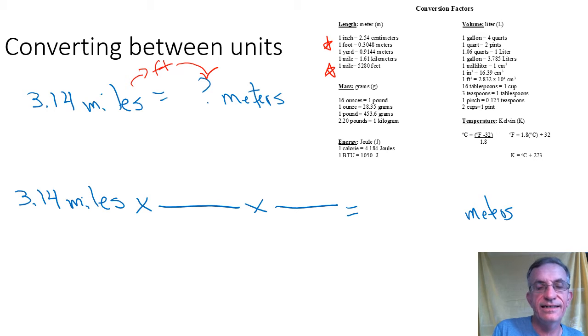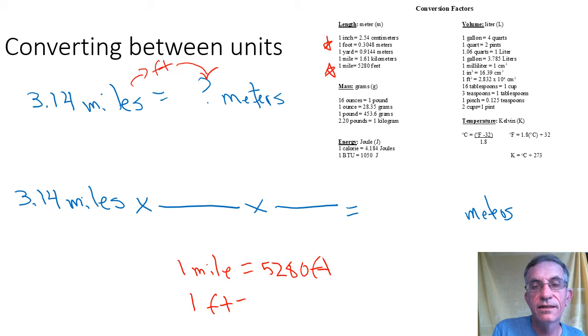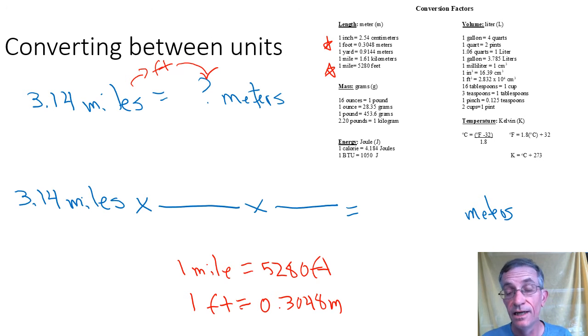One is, it says 1 mile is 5,280 feet. The next one says 1 foot is 0.3048 meters. Now, it's getting a little more complicated because we're going to have to do this in 2 steps, but it's the same idea as far as you've got to get your units to go away until you end up with the one you want. So how do we make units go away?